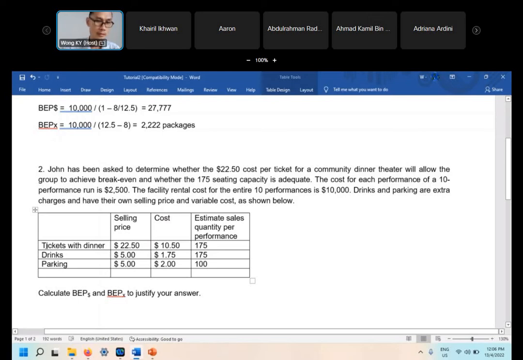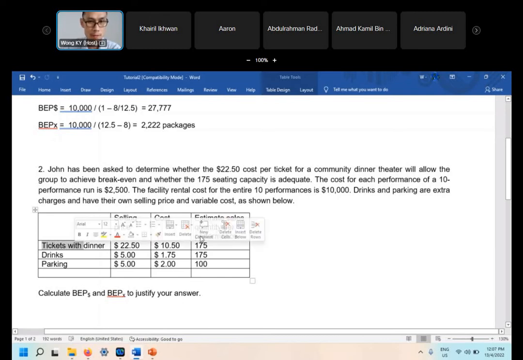So the ticket selling price is $22.50, and the cost is $10.50. Drinks and parking are also given. Now, drinks and parking sometimes are optional, not compulsory. It means not every attendee will buy drinks. And parking also, if you carpool and share the car, then you don't need the parking. But ticket is compulsory. Everyone that enters the dinner will need a ticket.